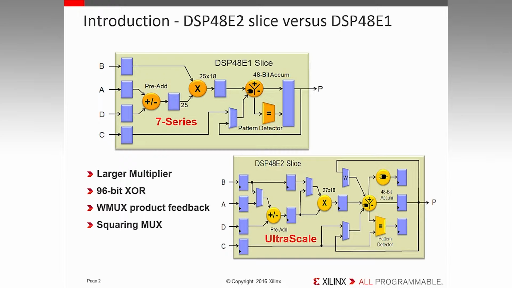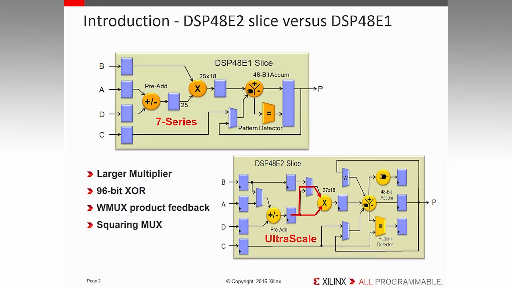In 7 series, the DSP48E1 had a 25 by 18-bit multiplier with a 25-bit pre-add. Now in UltraScale, the DSP48E2 slice has a 27 by 18-bit multiplier and a 27-bit pre-add. We also added a wide MUX product feedback to facilitate an additional accumulate in the DSP slice, which was not possible previously. The DSP48E2 slice also has a new Squaring-MUX, which allows for the output of the pre-adder to be squared. That is, d plus or minus a to be squared, or d plus or minus b to be squared.